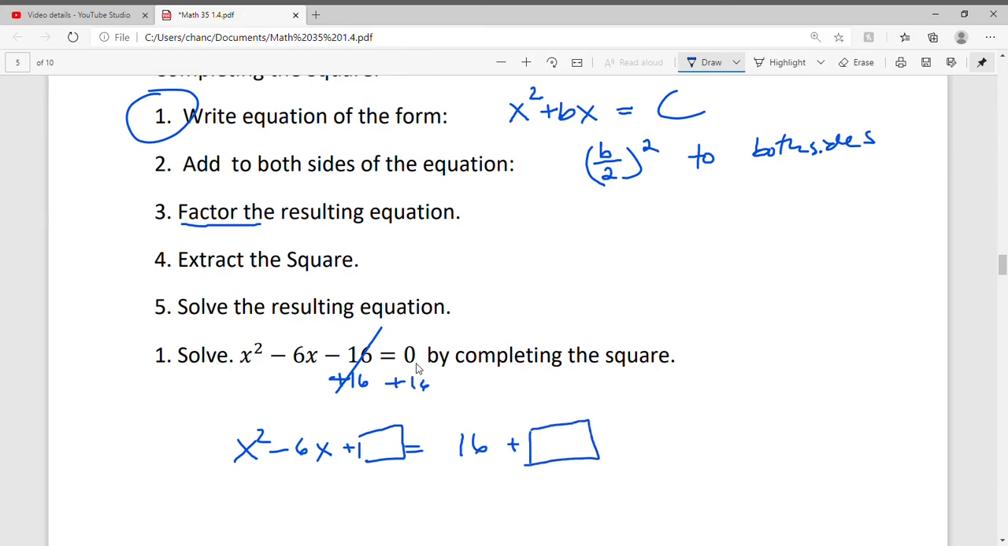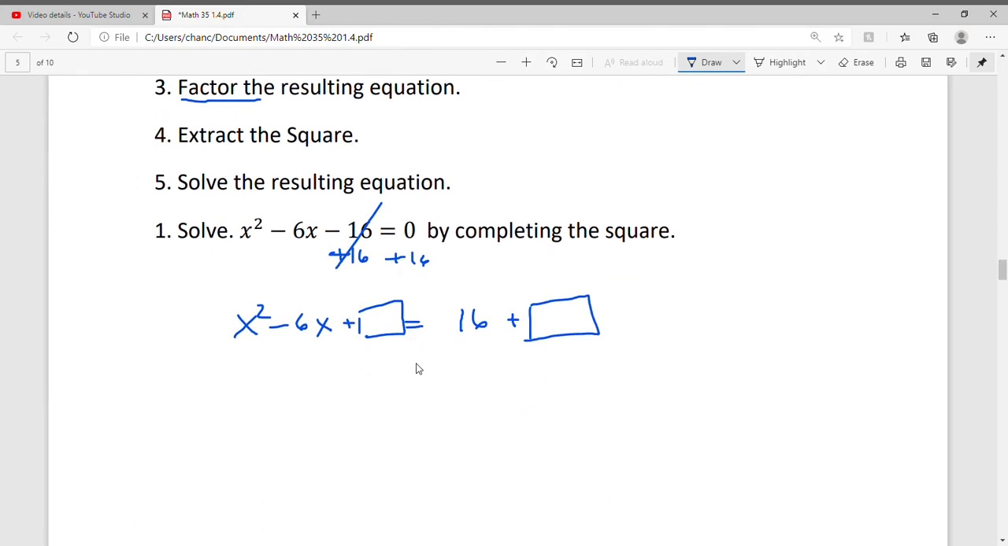So let's put these empty boxes, and I need to add b divided by 2 squared. So this is negative 6. Take that negative 6 divided by 2 and then square it. This gives me negative 3 squared, or 9. So that's the number I need to add to both sides. Again, we're taking the b, dividing it by 2 and squaring it. So that gives us 9.